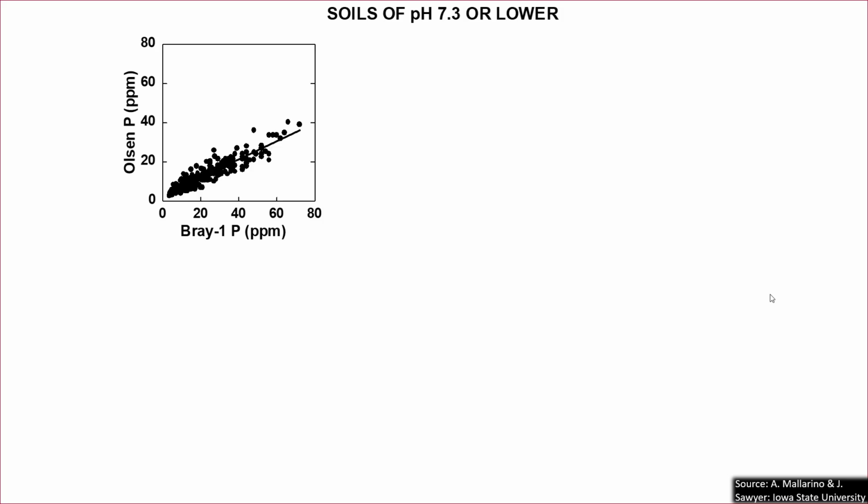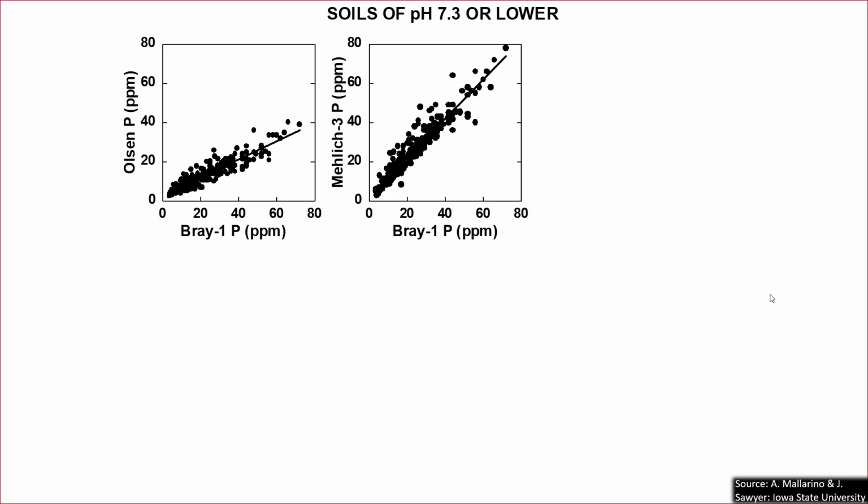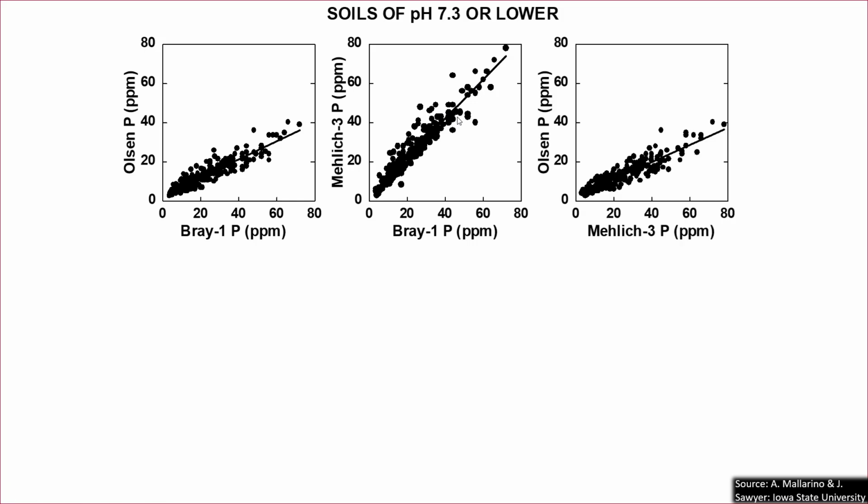So if we look at a little bit more detail, and this is coming from Iowa State University, I don't have information on this specifically for South Dakota, but the trend we can see is pretty similar for these other sites. So if we look at Olsen and Bray for pH soils of 7.3 or lower, we have a pretty good correlation there. If we look at Mehlich 3 versus Bray 1, 7.3 or lower, decent correlation. That line's fairly good. The points are around that line. Look at Olsen versus Mehlich. It's pretty similar, a decent relationship when we're below this 7.3 right here.